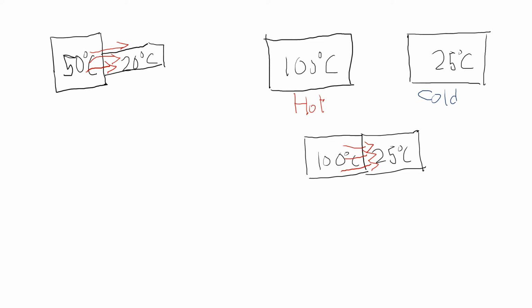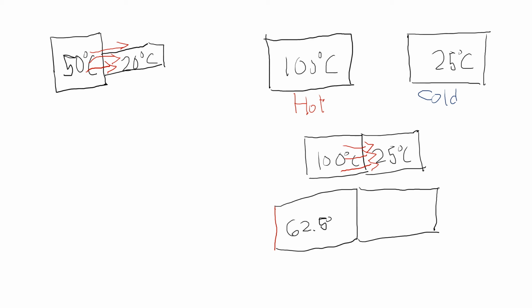Thermal equilibrium occurs when the two systems are at the same temperature. Thus, in our example, thermal equilibrium is attained when these two metal objects reach the same temperature, which is 62.5 degrees Celsius. And then the heat transfer in this example will stop.